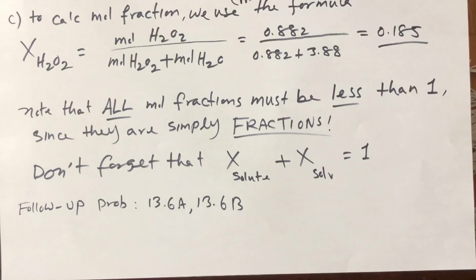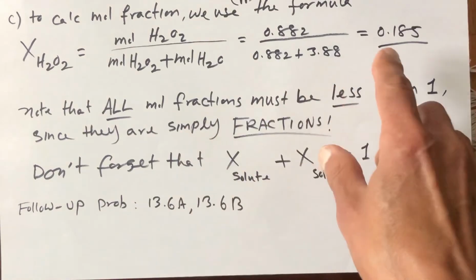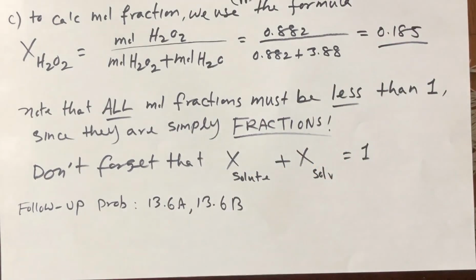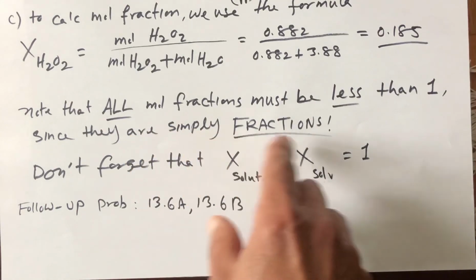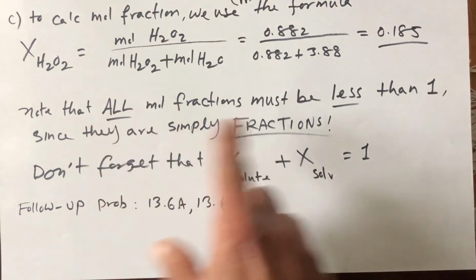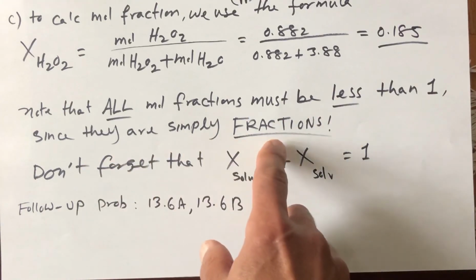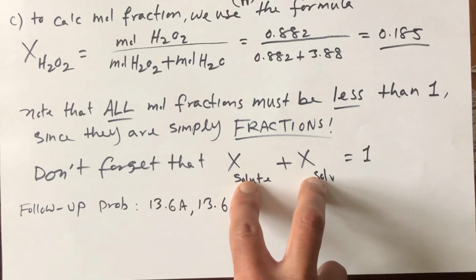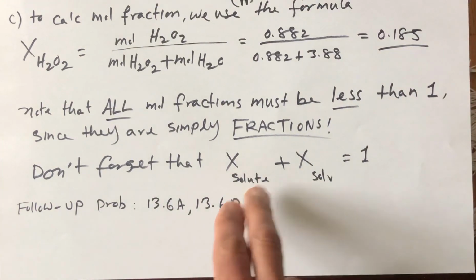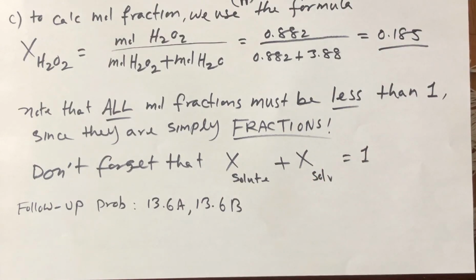And remember, all mole fractions must be less than 1 because these are, after all, fractions. So if you get a mole fraction that is greater than 1, then you know you have made a mistake. I've explained that here, and I've underlined some key words: all less than 1, and they are fractions, so they cannot be greater than 1. And also don't forget that the sum of the mole fractions of the various components, solute plus solvent, gives you 1. And I want you to get more practice related to interconverting concentration terms.